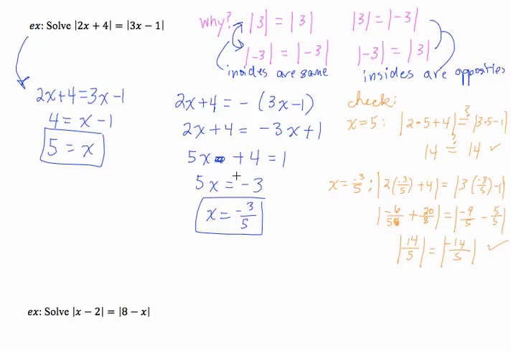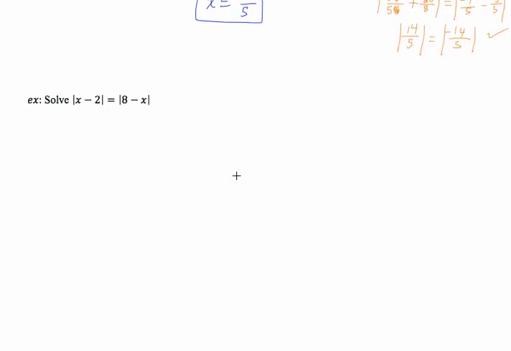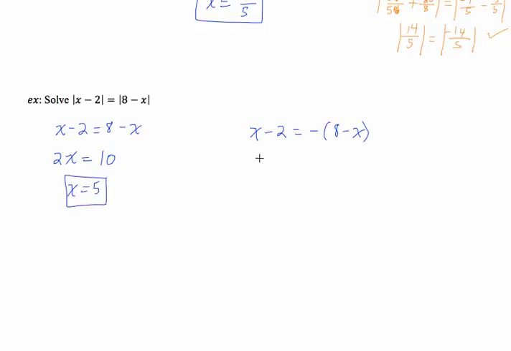And let's do one more like this. Setting these equal, we get either, their insides are equal, so either x minus 2 equals 8 minus x, or x minus 2 equals the negative of 8 minus x. Solving here, adding x to both sides, we get 2x, and adding 2 to both sides equals 10. So x is 5. And over here, after we distribute that negative, oh, this is interesting.